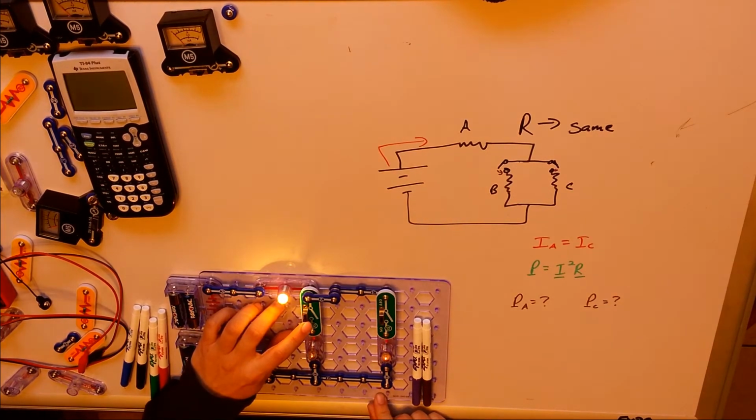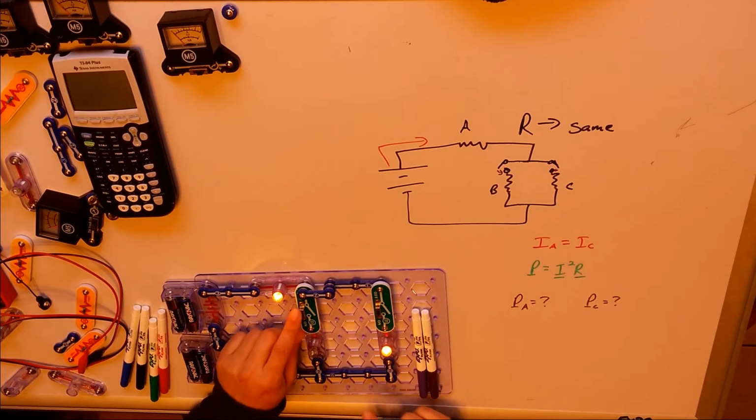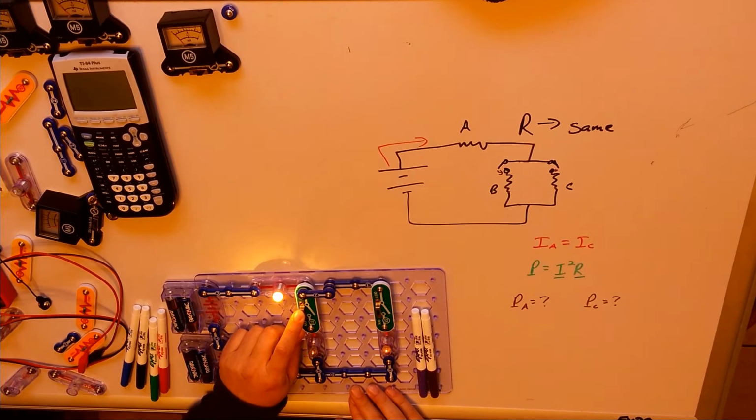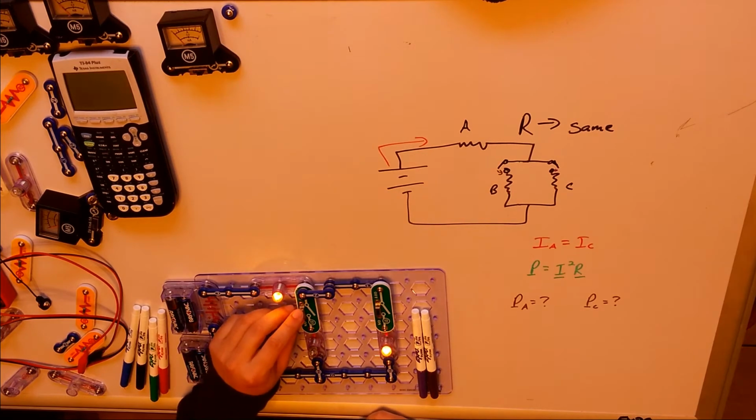C definitely got dimmer. But there was another thing that I mentioned in there, and it's a common mistake that people have. All of the current is going through A. Watch what happens to A. It gets noticeably brighter. This is something that is not always predicted by students. They can usually tell what's going to happen to C, but they don't necessarily know what's going to happen to A.